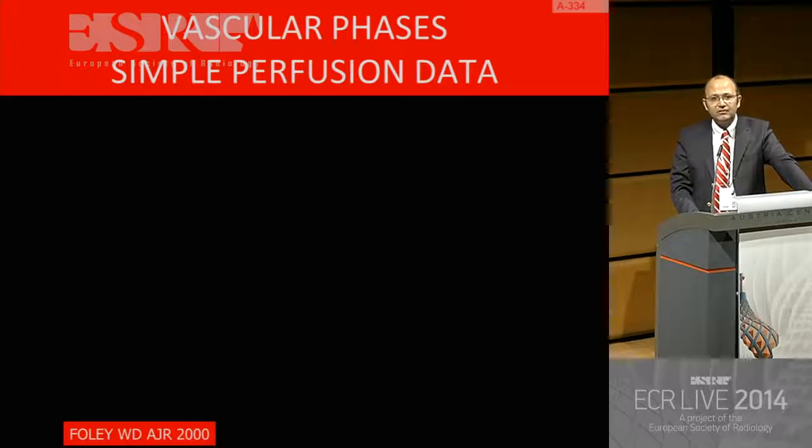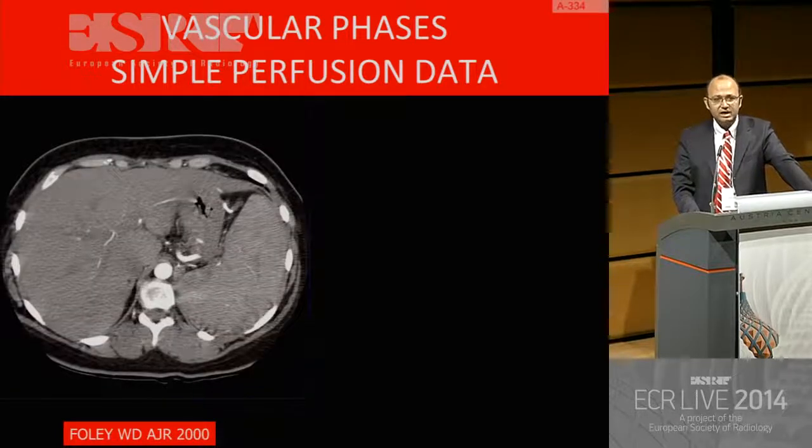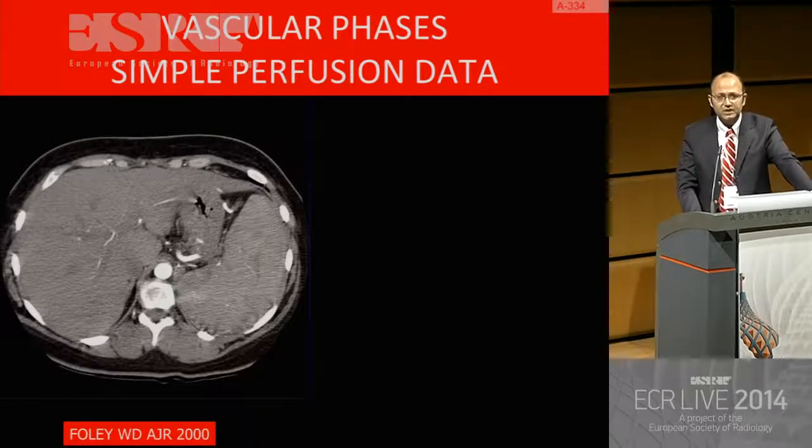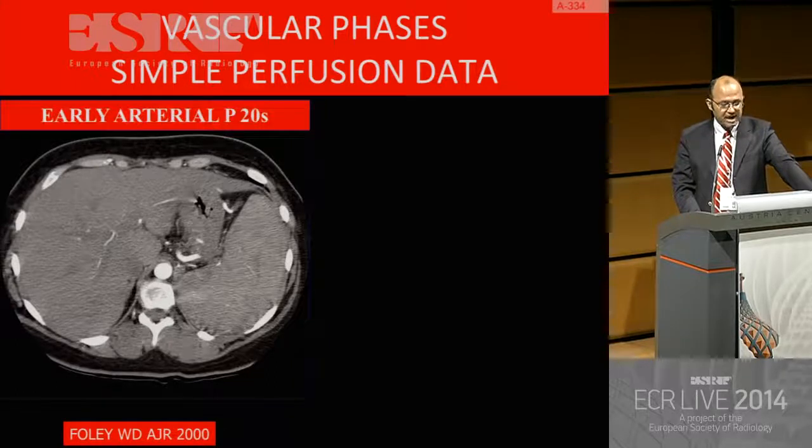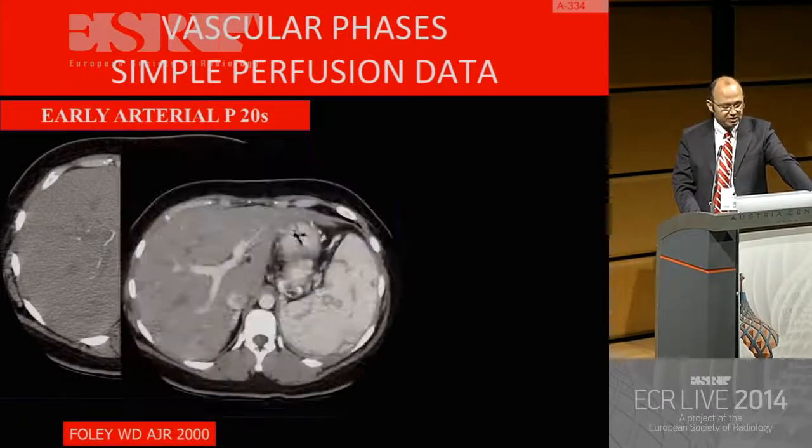So what are the vascular phases? I was lucky because in my early career, I was able to work with Dr. Foley, and he wrote this seminal paper in AJR in 2000. And he showed that there can be certain different phases in the liver. The first phase was early arterial phase. This is the phase where we see the hepatic artery, and this is approximately 20 seconds after the contrast injection.